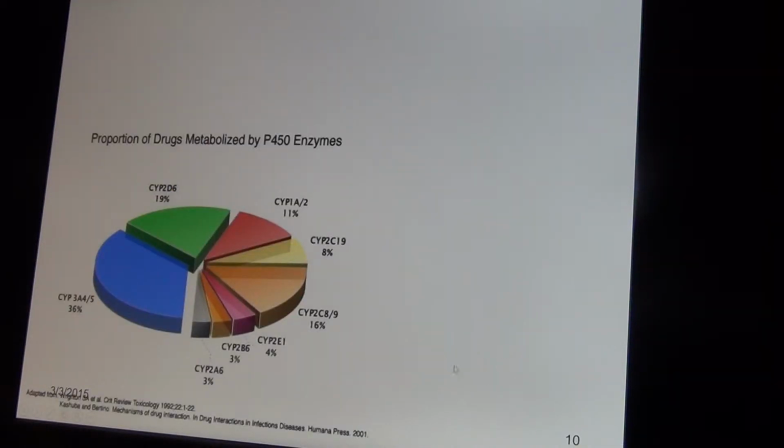This is a diagram showing representations of the drugs metabolized by various P450 enzymes. So we have the CYP2D6. The largest group of drugs is metabolized by the CYP3A4 or CYP3A5 enzymes, followed by the CYP2D6, and then the CYP1A2 or CYP2 enzymes.